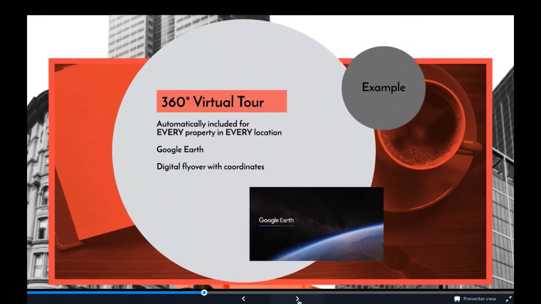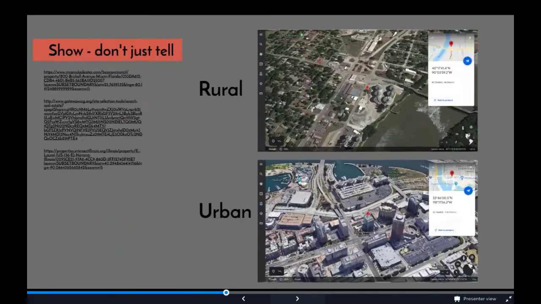So we'll start with the 360 virtual tour. As I said, this is automatically now included for every property in every location that is using Zoom Prospector. And to do this, we are using Google Earth, which is familiar to everyone. Everybody knows Google. There is no training. There's no questions. There's no, how do you do this? You simply just need to click on it and it will take you. I'm going to show you an example in a minute. And what this gives you is a digital flyover with coordinates so that you can actually go in and see. So let's take a look at a couple of them.